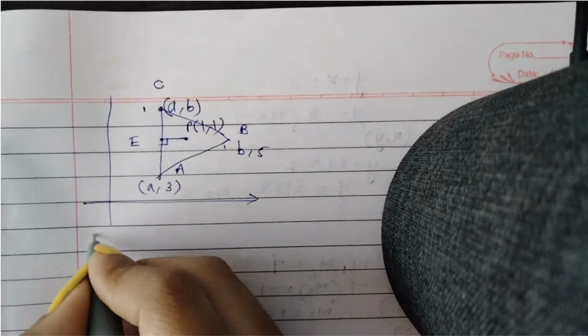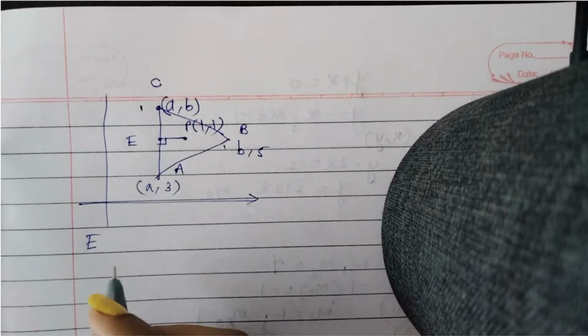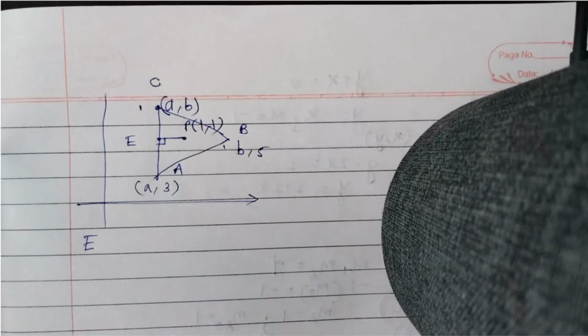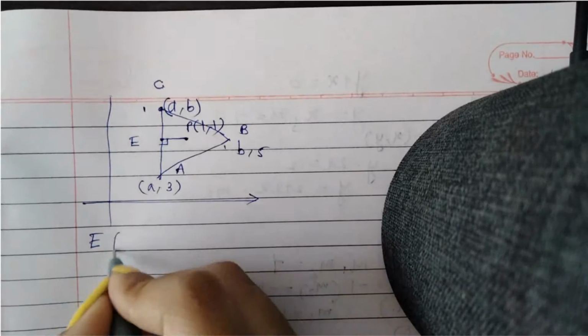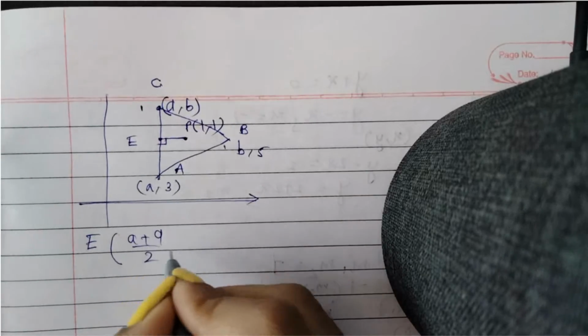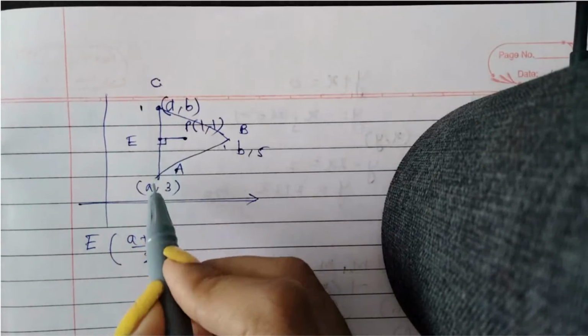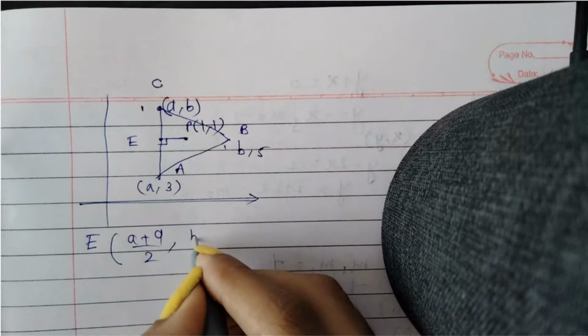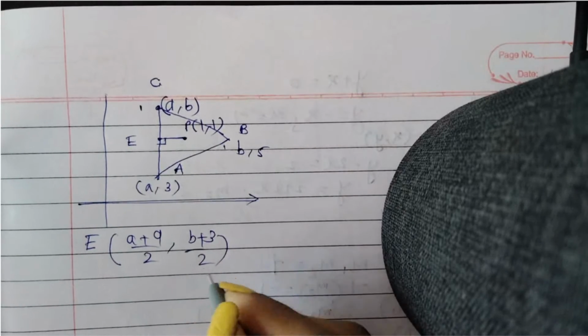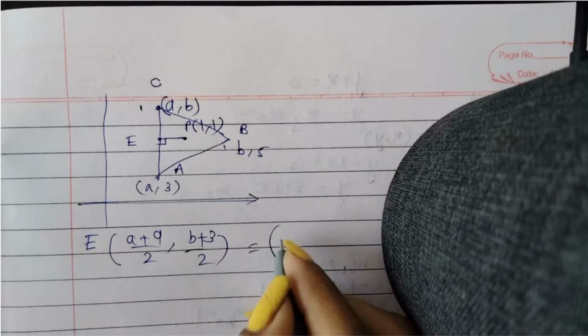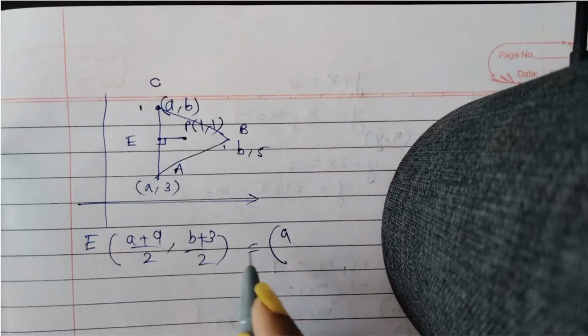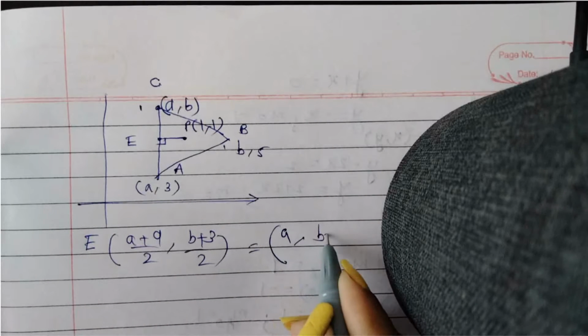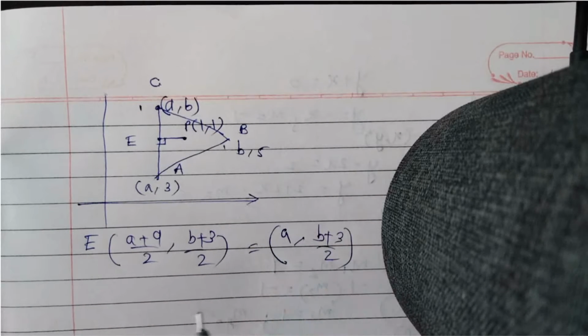So let us start writing the coordinates of E. It is the midpoint of AC. So (a + a)/2 comma (b + 3)/2 is equal to 2a/2, which is a, comma (b + 3)/2.